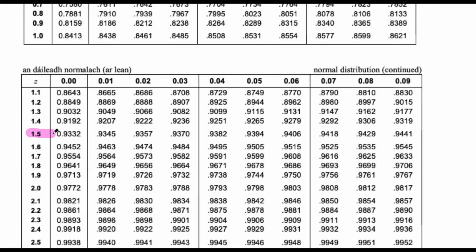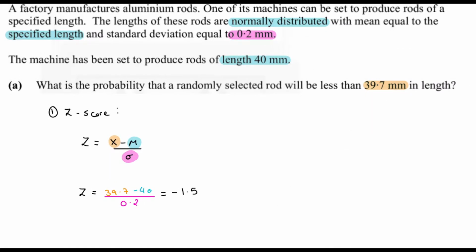So we locate it, and we're going to take our probability here, and they're telling us it's 0.9332. So if I had a z-score of 1.5, the probability that I'd select a value below that is 0.9332. Now, again, we didn't want the positive version, we wanted the negative version. So we're going to need to draw a sketch to try and figure this one out.